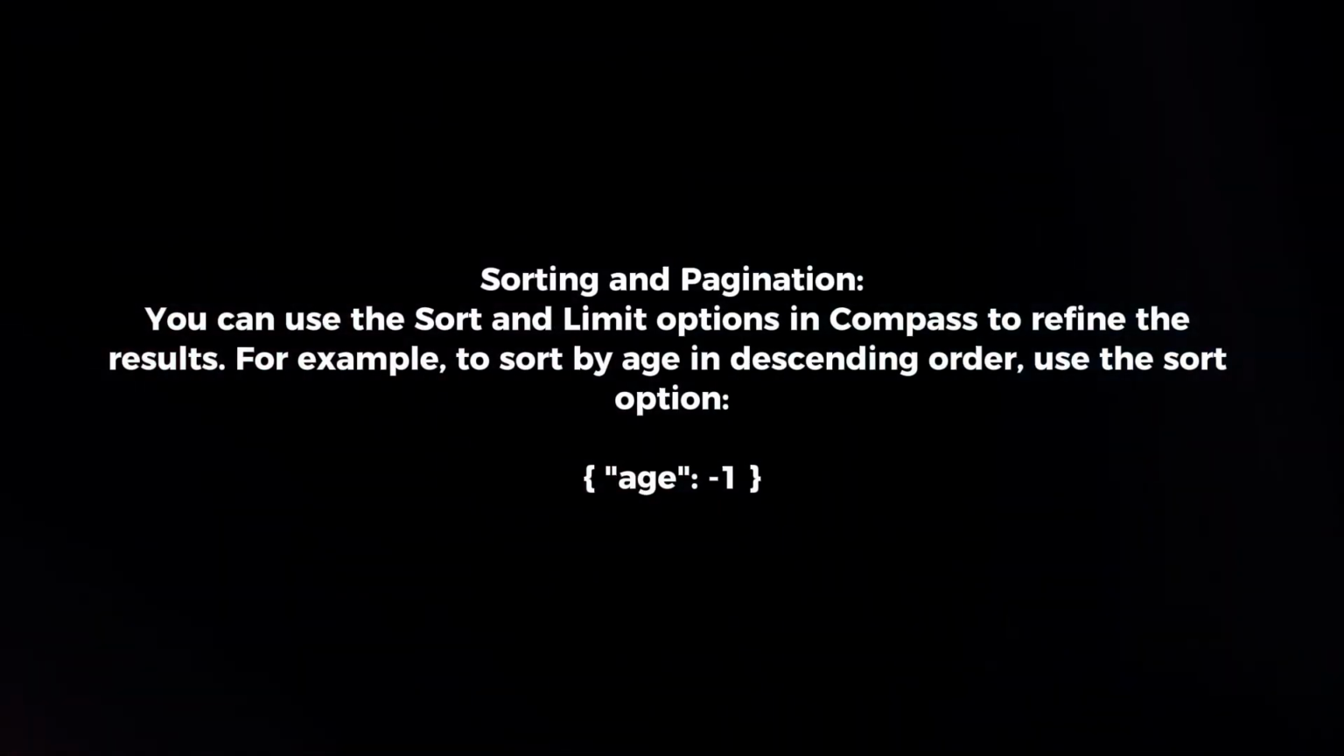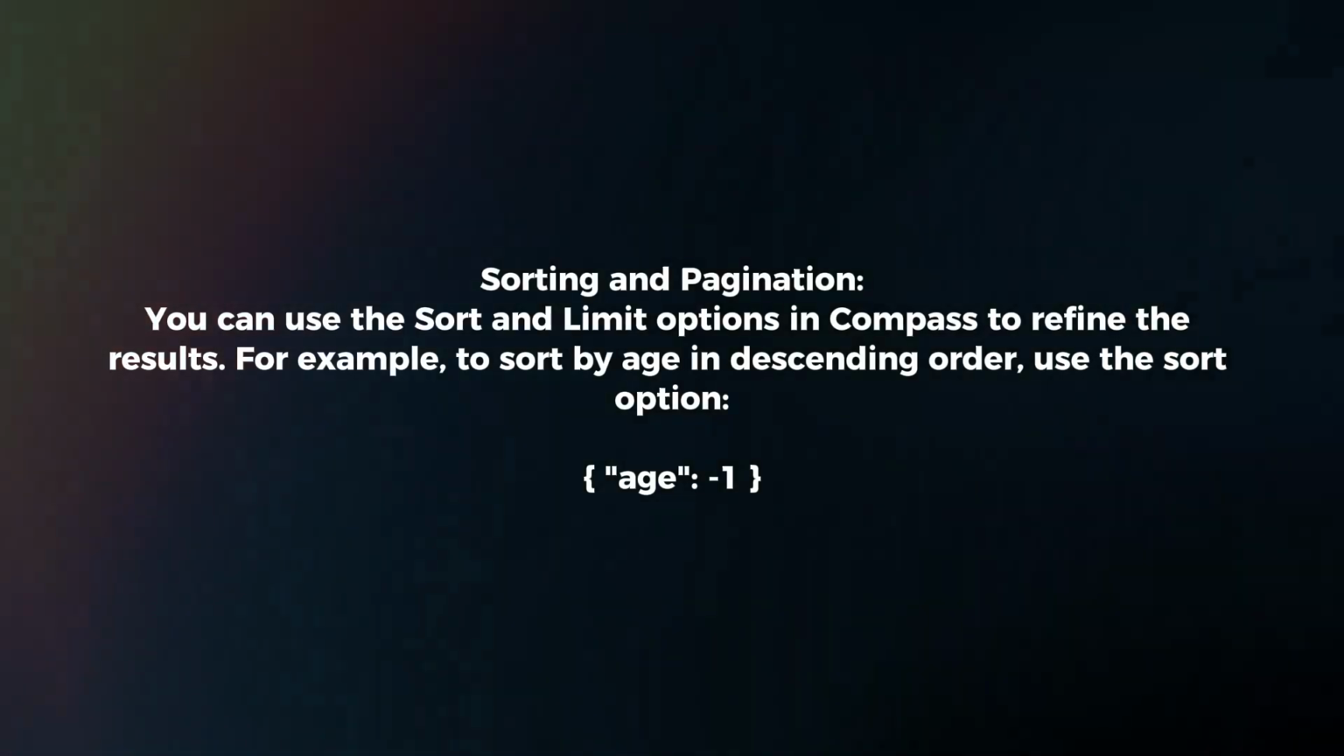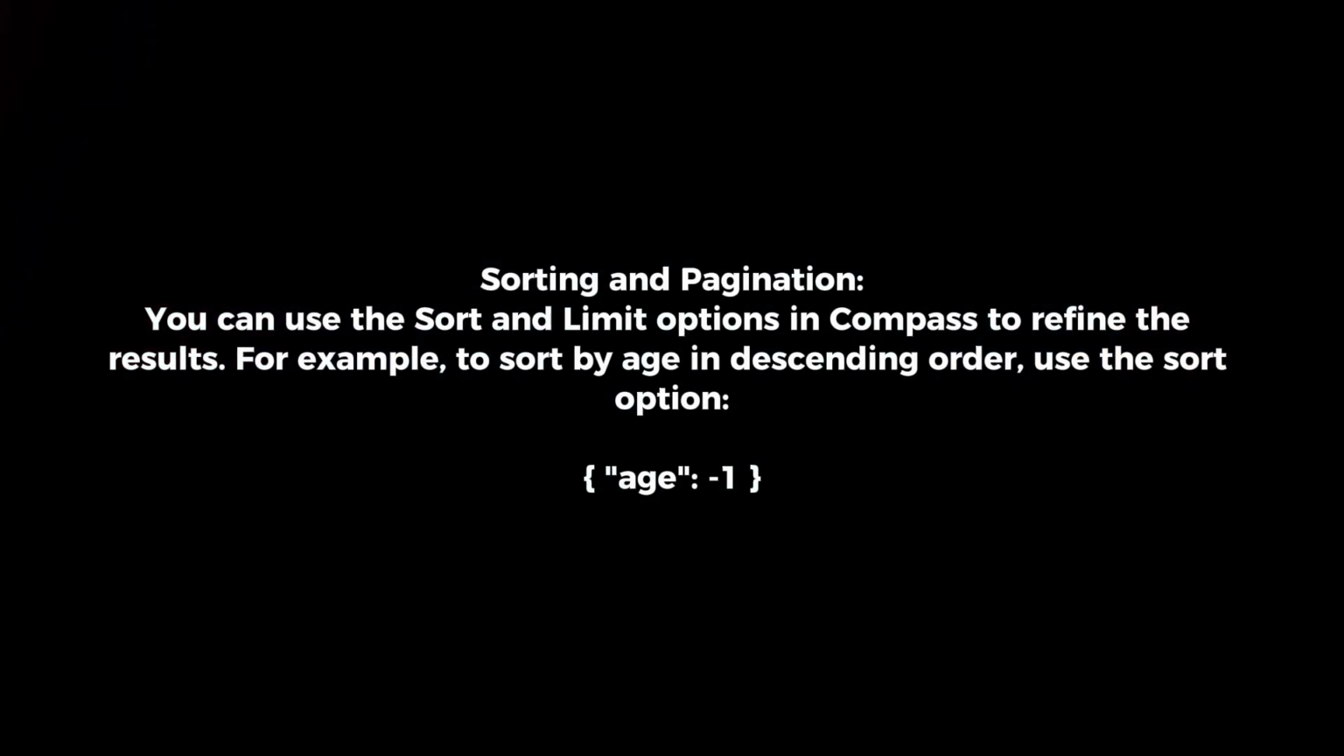Sorting and pagination. You can use the sort and limit options in Compass to refine the results. For example, to sort by age in descending order, use the sort option.